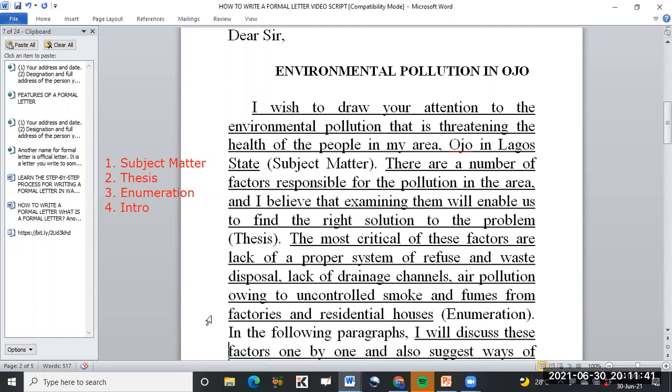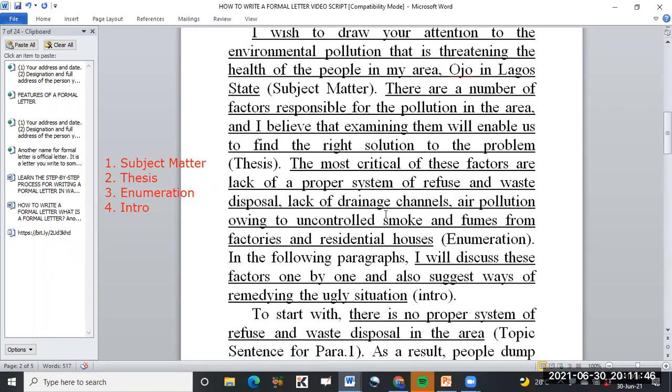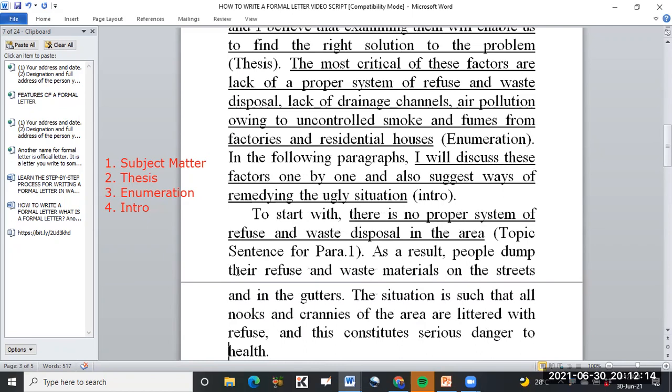You have listed the points that you want to discuss, which are the factors responsible for the pollution. Having done this, the next thing you need is simply the intro, which is to write something that will usher the reader neatly into the next paragraph. So here, this is our intro. In the following paragraphs, I will discuss these factors one by one and also suggest ways of remedying the ugly situation. This is the intro. Now, once you get to the body of the letter, what do you do? You pick the first point.